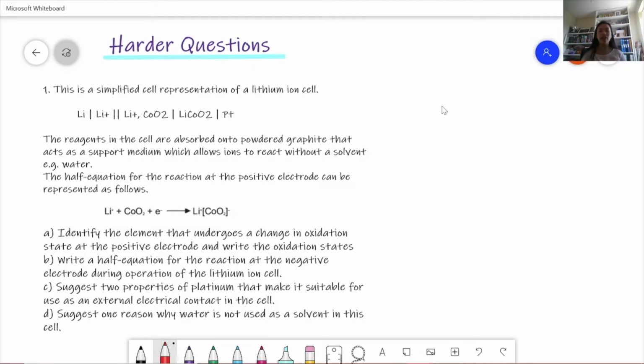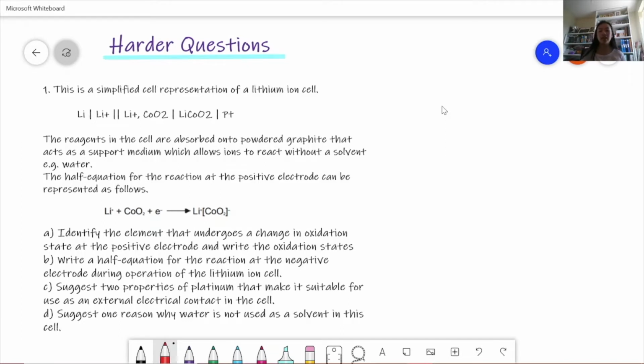Today we're going to be looking at harder questions for the topic of batteries. So this is a simplified cell representation of a lithium-ion cell. The reagents in the cell are absorbed onto powdered graphite that acts as a support media, which allows ions to react without a solvent, for example water. The half equation for the reaction at the positive electrode can be represented as follows.